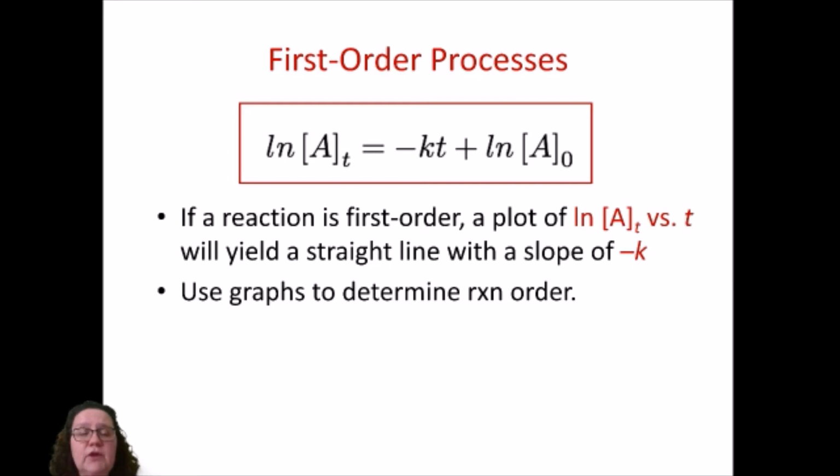And to know if a reaction is a first order reaction, you need to plot the natural logarithm of the concentration versus time. And if this yields a straight line, then you know that particular reaction is first order. And the slope of that straight line will be the negative value of the rate constant. So you can use graphing information on concentration of chemicals versus time to determine the order of a particular reaction.